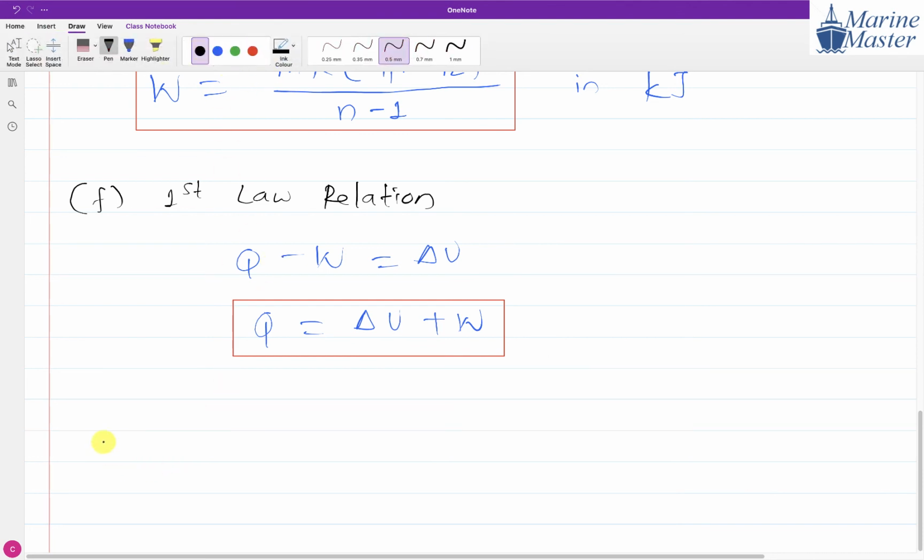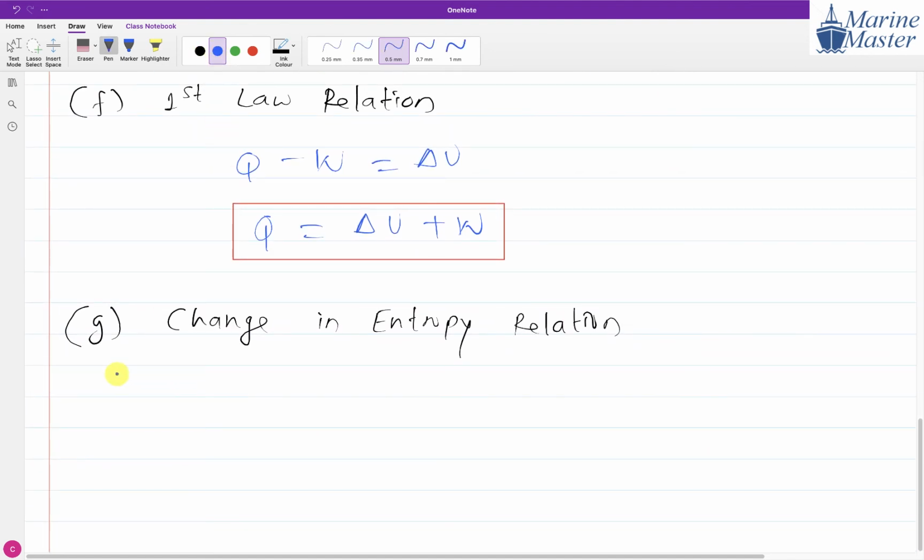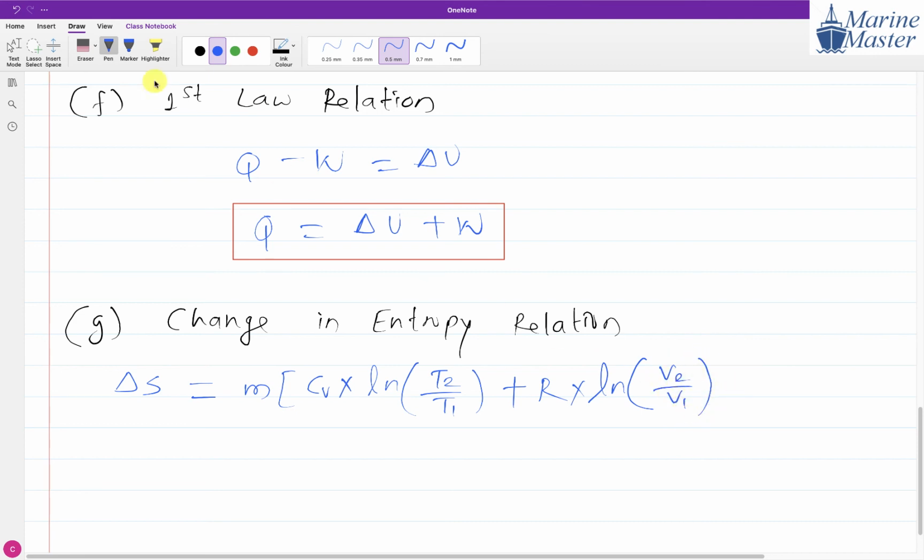Then the G point will be entropy relation, change in entropy relation. What will be the change in entropy relation? This is a generalized process, so delta S is a generalized relation: m C_V ln T2 by T1 plus R ln V2 by V1.